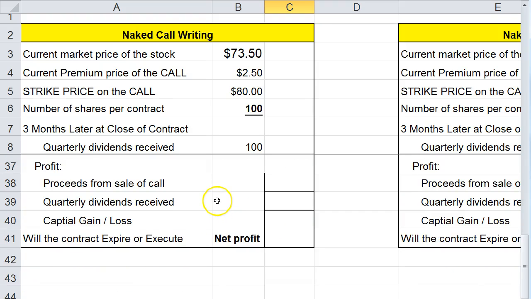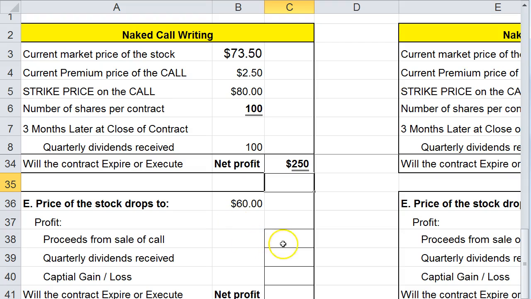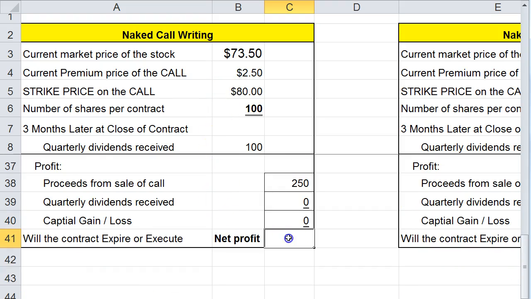Now, if the stock price drops to 60, it's going to be the same effect. I'm going to get my proceeds from the sale of the contract. There's no dividends because I don't own the stock, and there's no capital gain or loss because the contract's not going to execute. They're not going to want to buy it at 80 when they can buy it at 60. So this contract would expire, and my net profit would be $250.